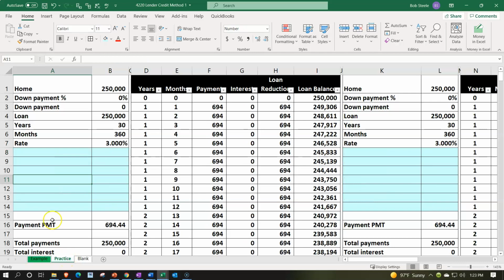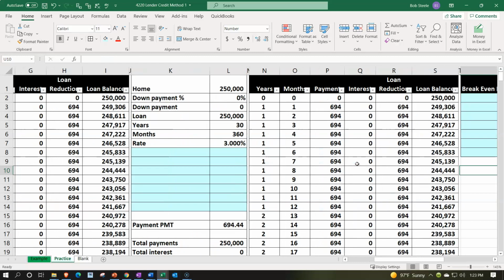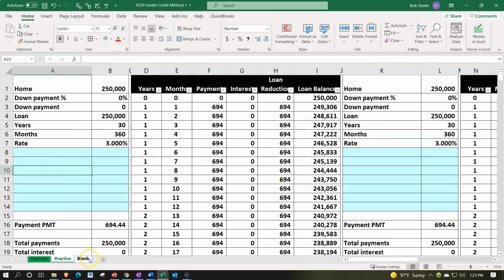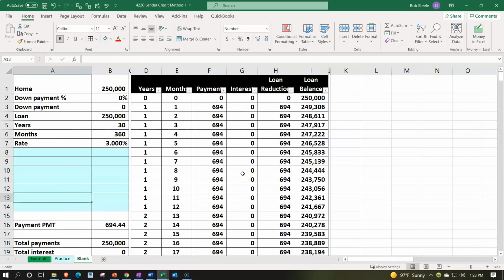So if I go to the second tab, note that we have some blank cells here that are pre-formatted that you can use to work through this practice problem. And then in the third tab, we're going to be building this basically more from scratch.